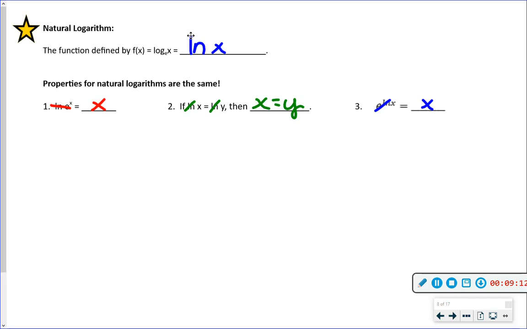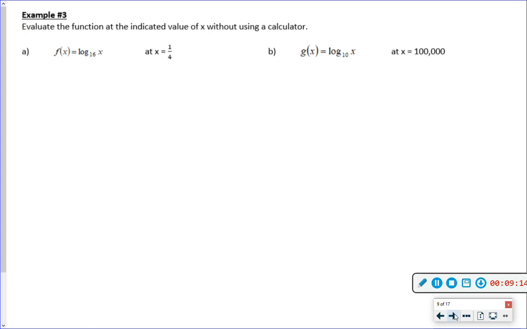Okay, so evaluate the function without using a calculator. Well, that sounds fun. Okay, I'm going to do it out of order here. I'm going to actually do b first, just because I think that's a little easier because you don't have the fraction. So I'm going to start with b. So first I'm just going to put 100,000 in here for x and take a look at it.